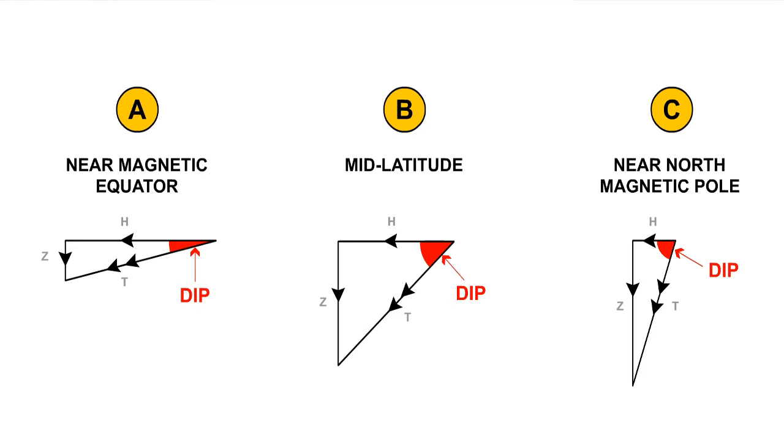Example A has a low dip angle, as it is near to the magnetic equator. Example B has more dip at mid-latitudes, although the angle is acceptable. Example C has a large angle of dip, as it is near to the magnetic pole.